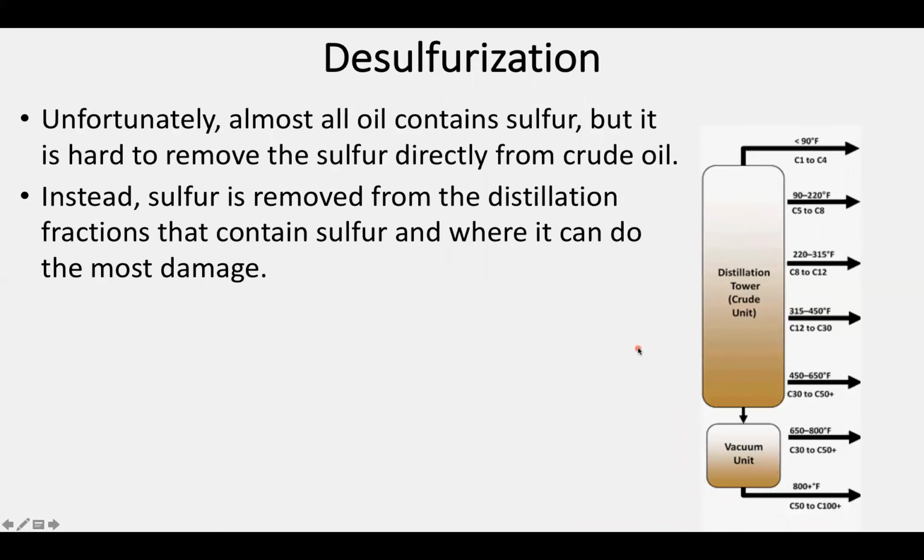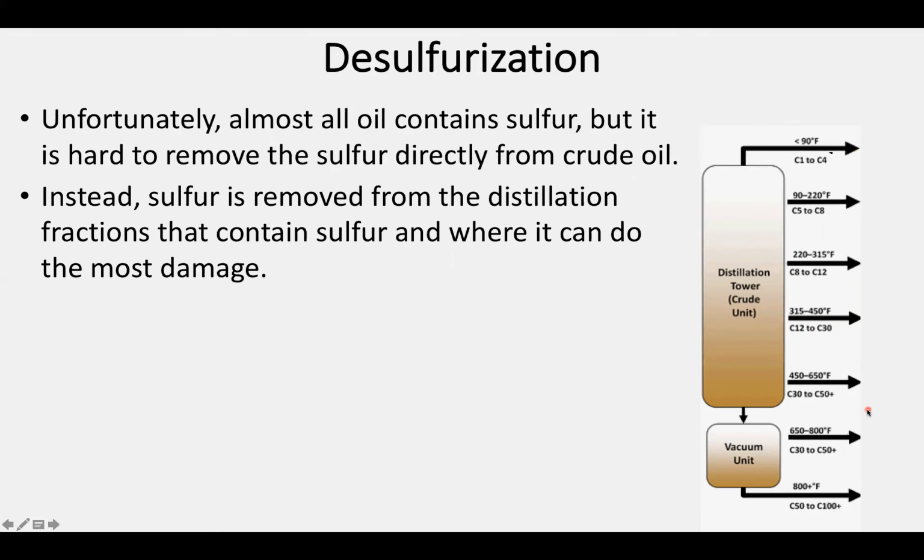So instead, what we try and do is remove the sulfur from the fractions where it's most likely to be present and most likely to do the most damage. For example, it's not going to be that important to remove sulfur from our natural gas, as there's going to be very little sulfur present there.